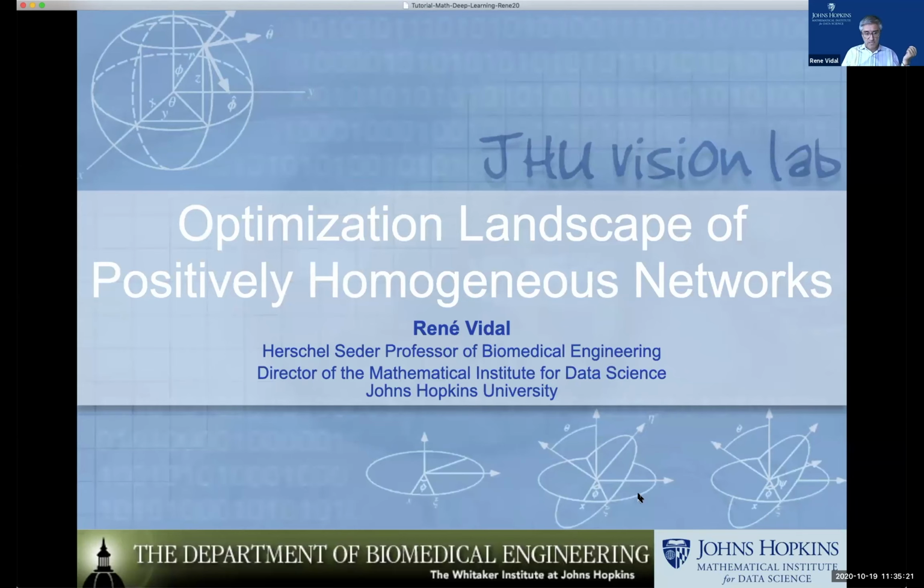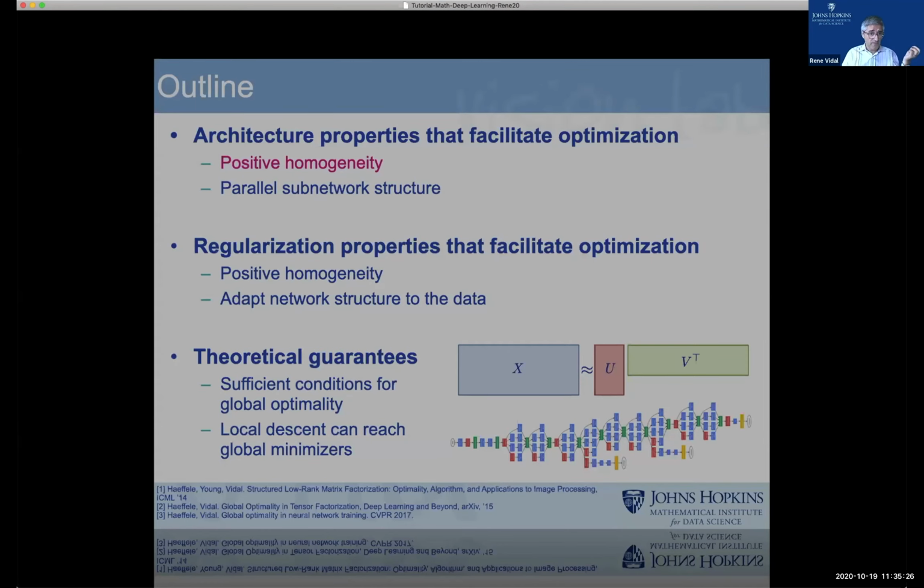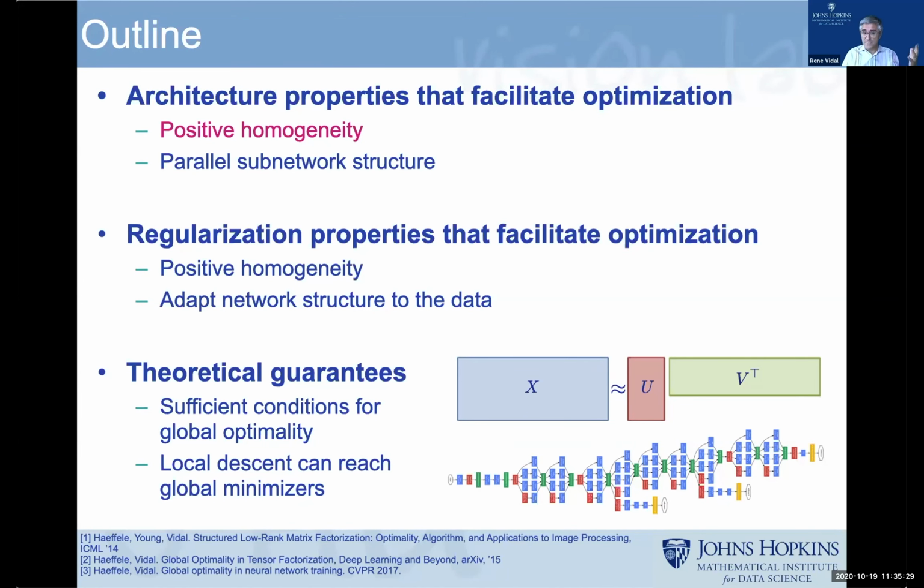Okay, so with that introduction, let me get started with the results. The presentation will have three parts. At the beginning, I'll just state what is meant by networks that are positively homogeneous and with parallel structure. The second part will focus on the same properties, but for the regularizer: positive homogeneity and adapting to the network structure. And the third part will really contain the main theoretical results. So the first two parts are meant to be high level, without too many technicalities, but the third part will have all the technicalities.